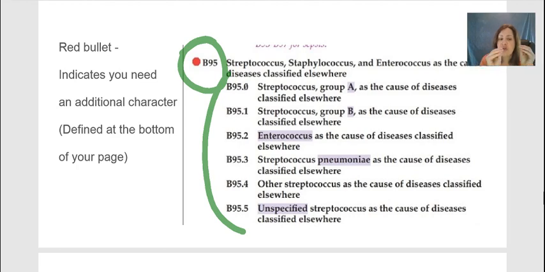So I always tell students, when you see that red in front of it, that bullet, or it looks more like a stop sign in my book, that you are on your way to finding the right code, but you haven't reached your destination yet. Keep working. And the choices are right there in front of you.